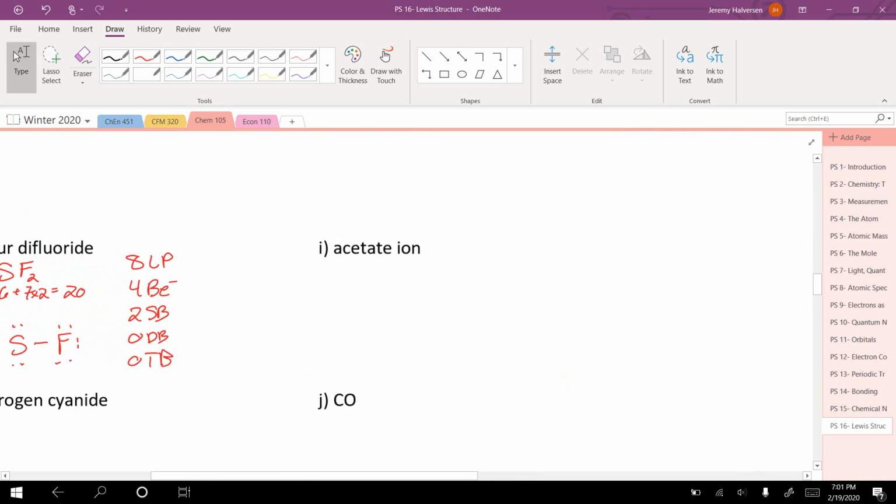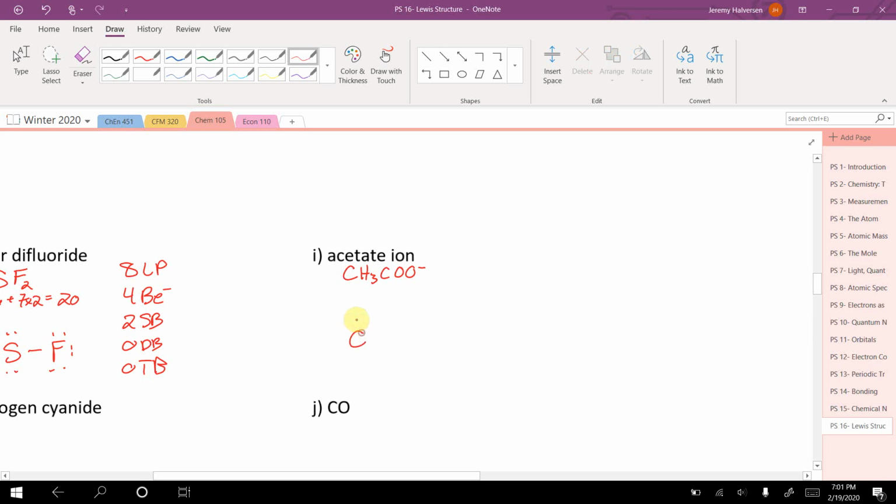All right, acetate. Acetate is CH3COO minus. Okay, this is a little bit more difficult to draw. The reason is it has 2 central atoms. But the way that it's written kind of gives you clues on how to draw it. So they write CH3. So CH3s look like this. CH3s are going to be on the end of a group because carbon needs to make 4 bonds.